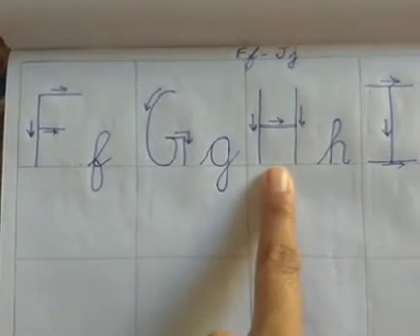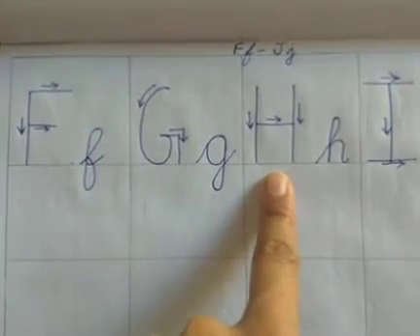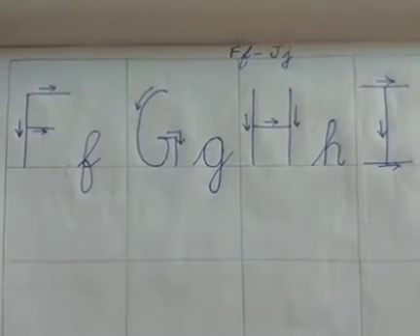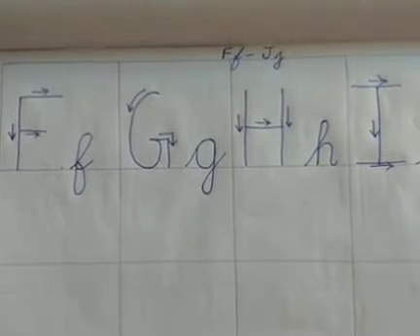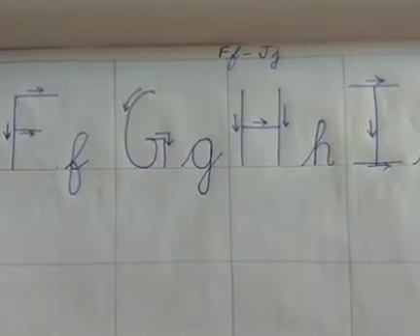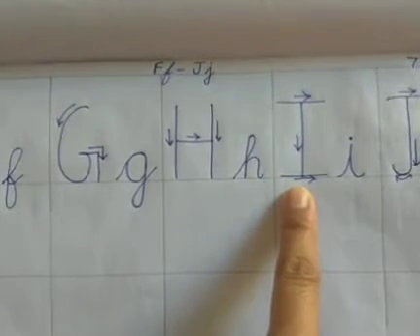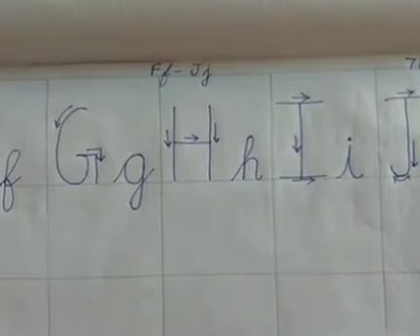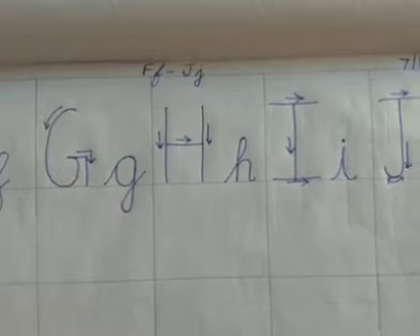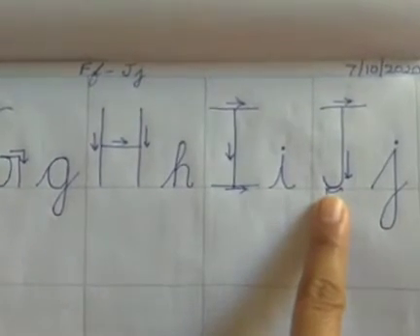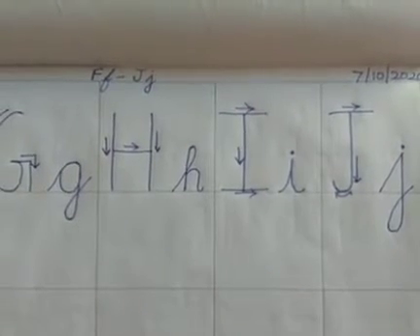The next letter in the alphabetical order is H. The name of the letter is H and the sound of the letter is H, as in house, hat, hammer. The next letter is I and the sound of this letter is E, as in igloo, iguana. The next letter is J and the sound of this letter is J.